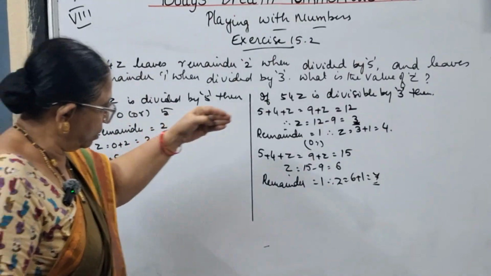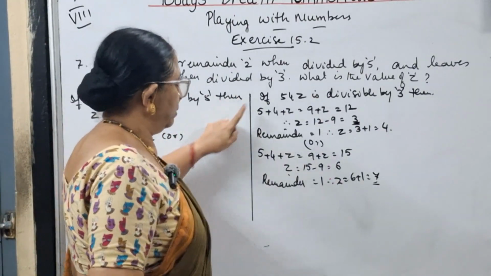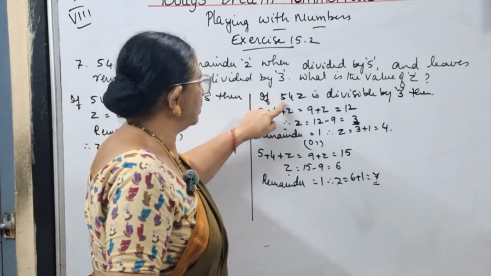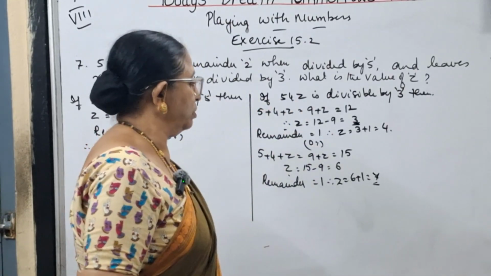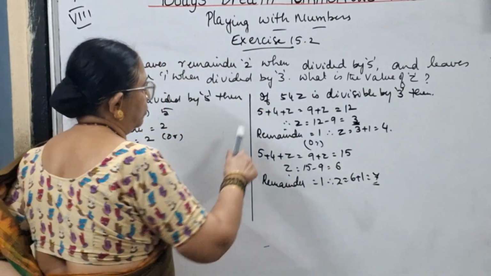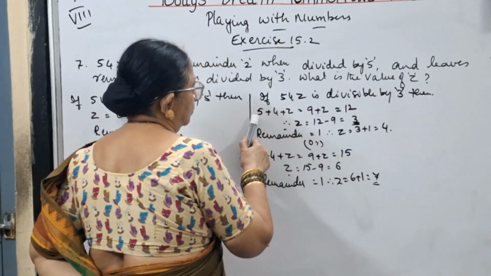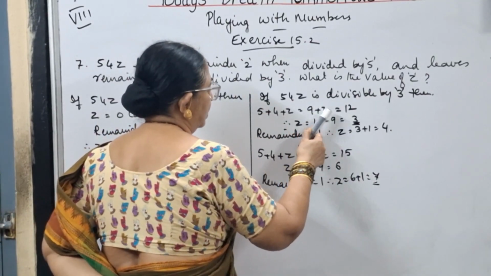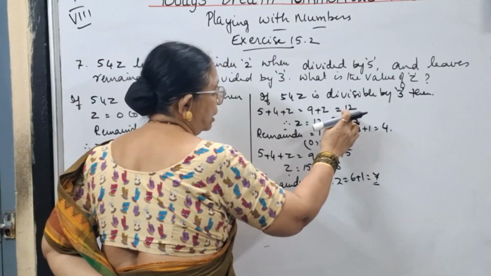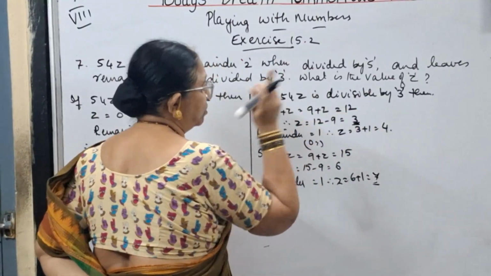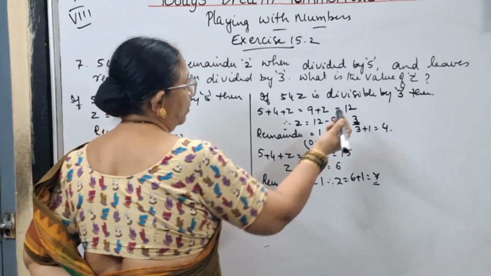So I have taken the divisibility property of 3. Divisibility property of 3 is what? Sum of the digits should be divisible by 3. So I have added 5 plus 4 plus z. That is 5 plus 4 is 9. 9 plus z. So the number that I should get is more than 9. More than 9 means 12 only. That is why I have taken 12.